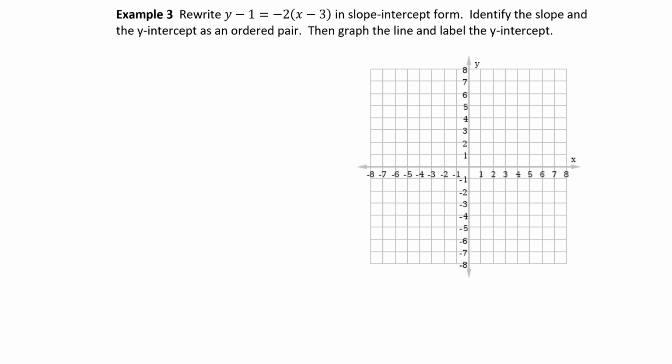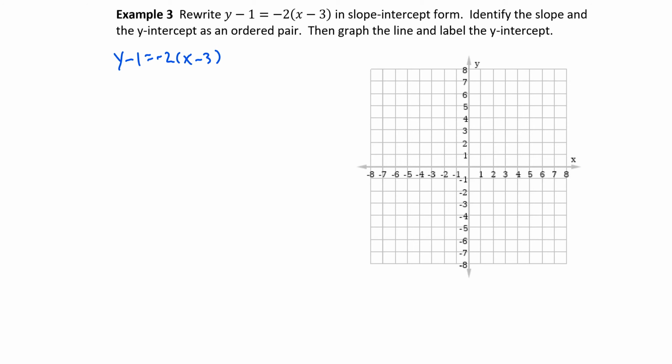On example 3, we're going to practice slope-intercept form again. Rewrite y minus 1 equals negative 2 times x minus 3 in slope-intercept form. Identify the slope and the y-intercept as an ordered pair. Then graph the line and label the y-intercept. We can begin this problem by rearranging the equation in that mx plus b form.